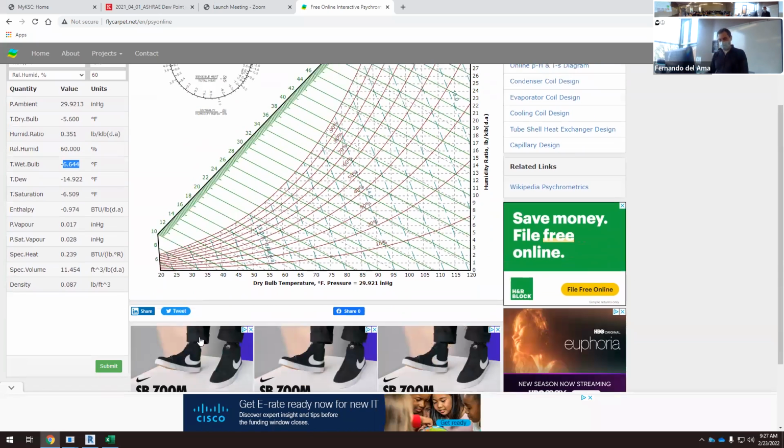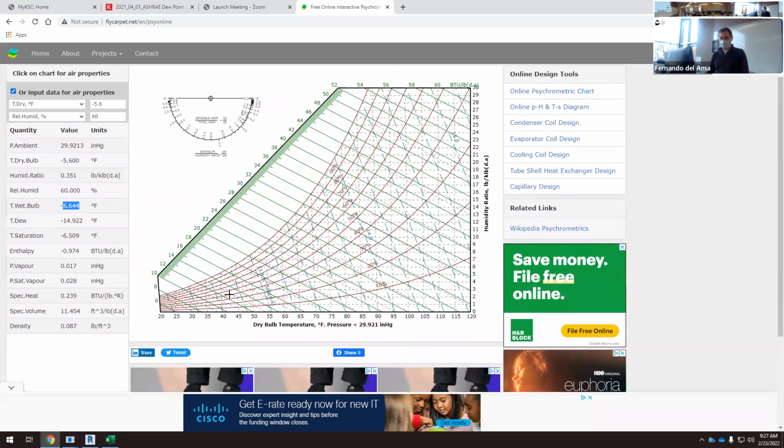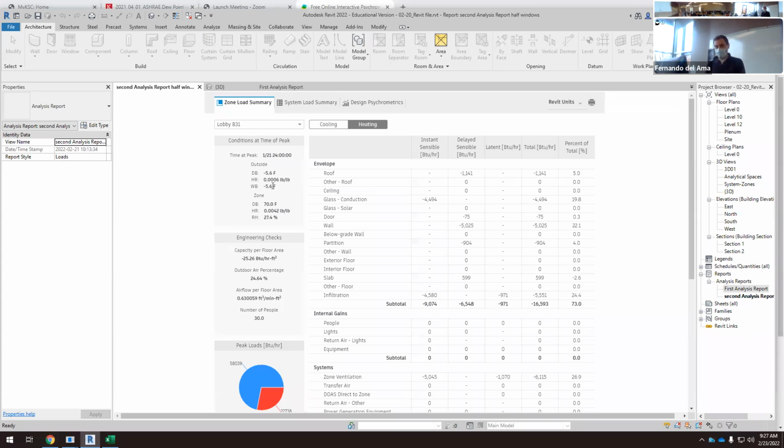Look at this, this chart only starts at 20 Fahrenheit. When we have very cold temperatures, we can assume that if the temperature is below 20, the dry bulb and the wet bulb temperature are very similar. That's why Revit has considered that the wet bulb temperature is the same as the dry bulb temperature. I'm sure that it doesn't happen in summer.